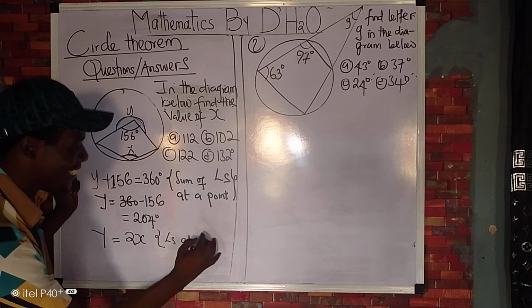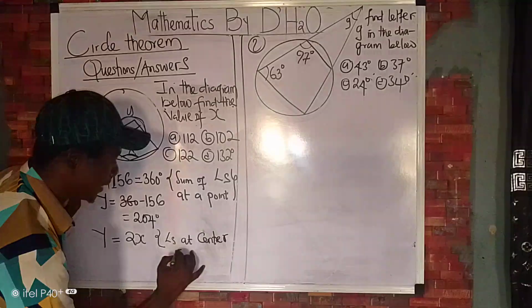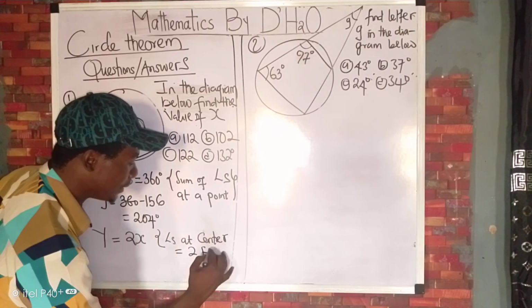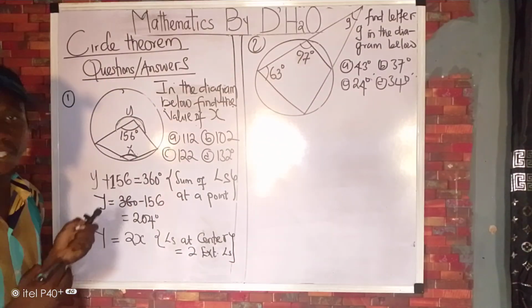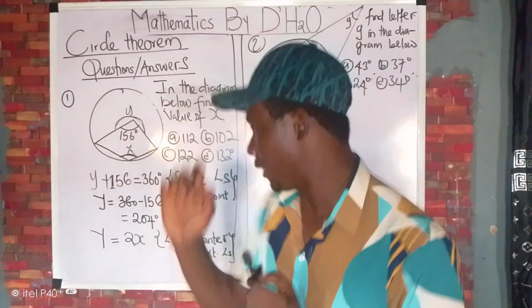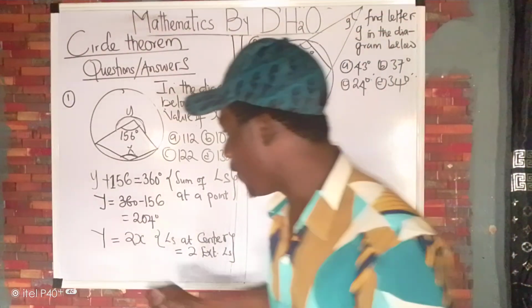Angle at the center is equal to 2 times the angle at the circumference. Please, this must be noted. Your reasons must be stated. Now, that means we have gotten our answer already. What's the value of y?